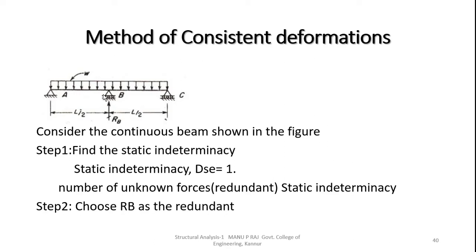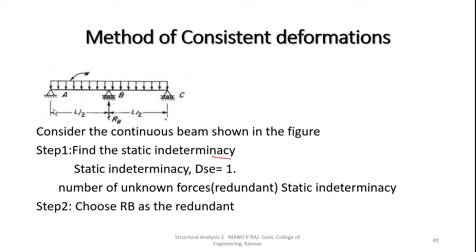Consider simply a continuous beam ABC. We need to analyze this beam. Analyze means we want to find out the unknown forces. So we are using this force method. The first step will be to find the static indeterminacy.